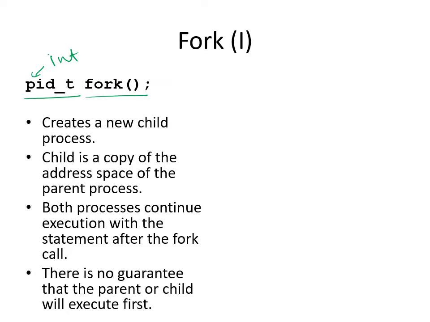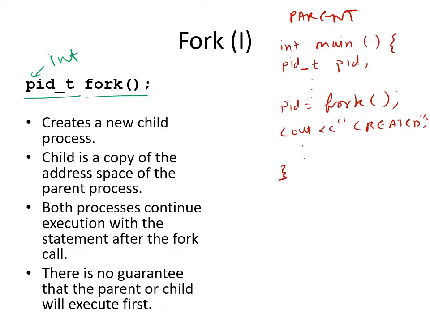So let's assume we have the code for a parent process over here, and it looks like this. So here is the code for the parent process. This is not a complete program, but this should do the job. We have declared a pid variable, which is to store the process ID of the newly created process, and then at some point in the program we make a call to the fork system call and store the return value in this pid variable. And after the fork, we have this print statement. We want to print "created" on the screen.